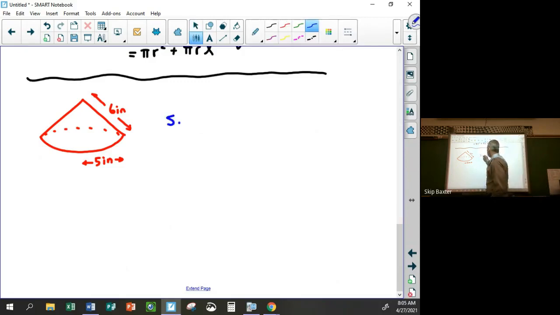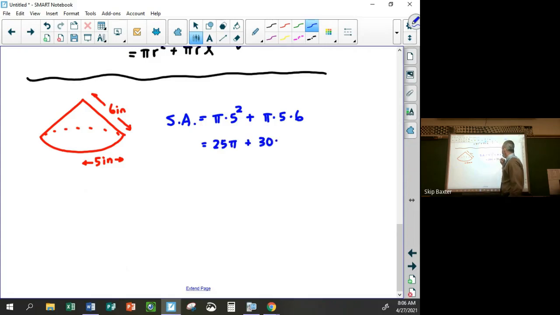Then the surface area would just be pi r squared, so pi times 5 squared, plus pi r L, pi times 5 times 6. That's it. This is 25 pi plus 30 pi. So the answer would be 55 pi. And the units are still square inches.